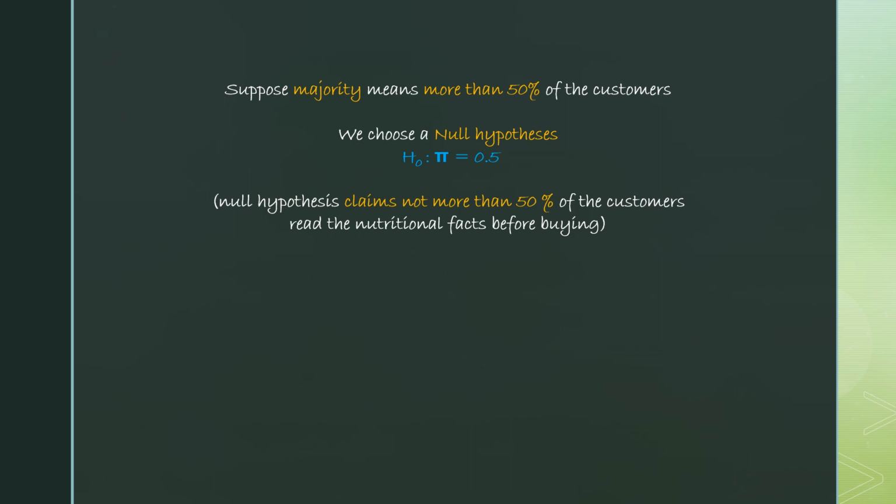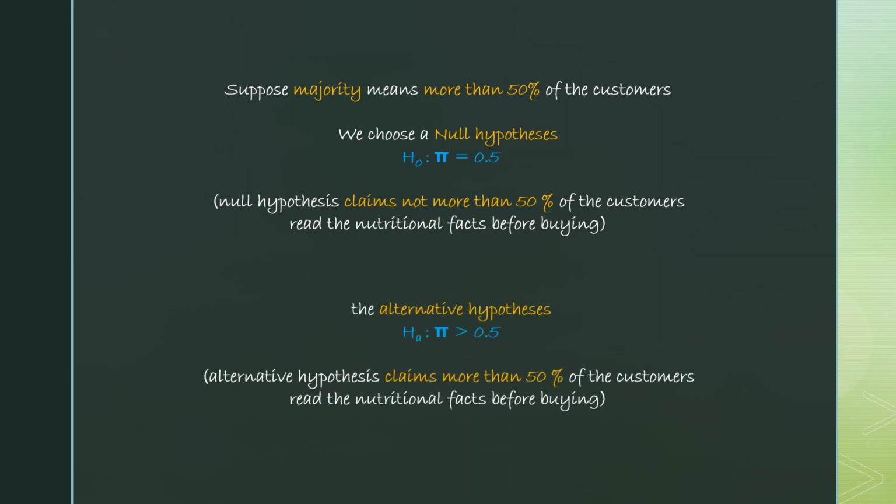We choose a null hypothesis H0, that is pi equals 0.5. The null hypothesis claims not more than 50% of the customers, that is, not the majority of the customers, read the nutritional facts before buying. The counterclaim, the alternative hypothesis, is HA: pi is greater than 0.5. The alternative hypothesis claims more than 50% of the customers do read the nutritional facts before buying.